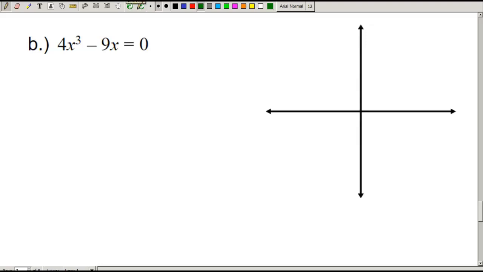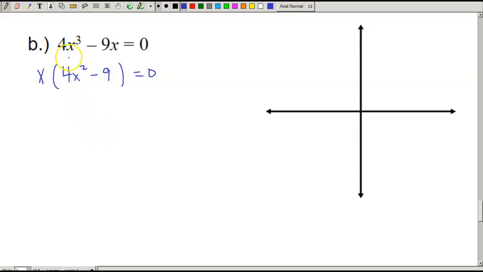So B, same exact thing. I'm going to solve this and sketch it. So this goes back to my factoring skills. What can I pull out of this? I can pull out an x. They both have an x here. So this would become x times 4x squared minus 9.